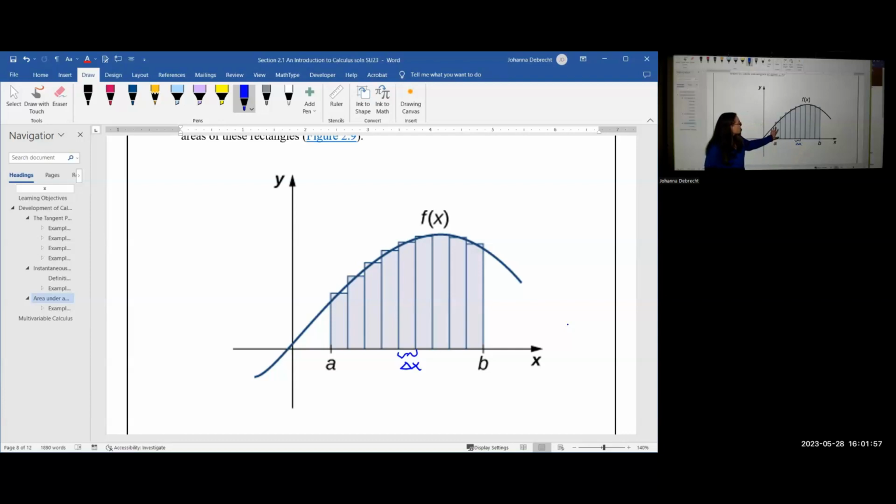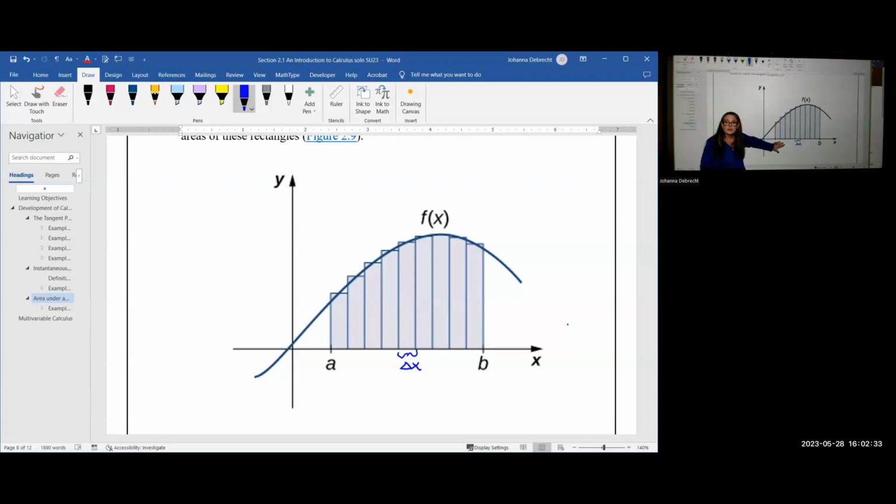Okay. Now, how can I approximate this area under the curve with these rectangles? Well, the area of a rectangle is length times width. And notice that the width of every rectangle is the same value. It's delta x. And what is the height? Well, the height here is the height at the midpoint. So it's actually the function value at that point. So I'm going to take the function value here and multiply by delta x to get the area of the first rectangle. And then I'll take f of x at this point and multiply by delta x to get the area of that rectangle.